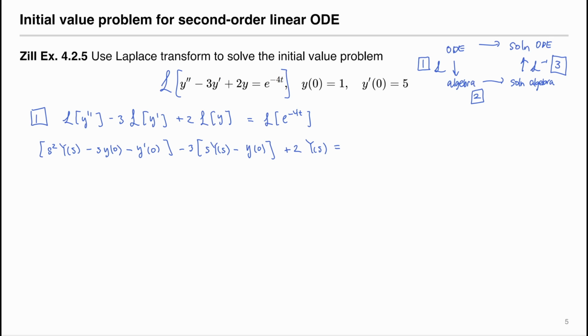The Laplace transform for e to the negative at is 1 over s plus a. So here we have a equals to 4. So the Laplace transform is 1 over s plus 4. Then we substitute the initial conditions in. So we have s squared Y of s minus s times 1, minus 5, minus 3s Y of s, minus 1 plus 3 times 1 is 3, plus 2 Y of s.